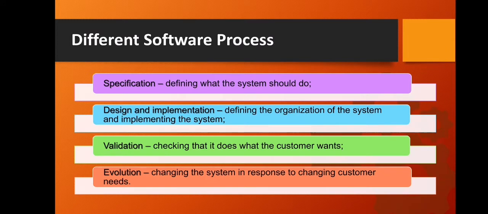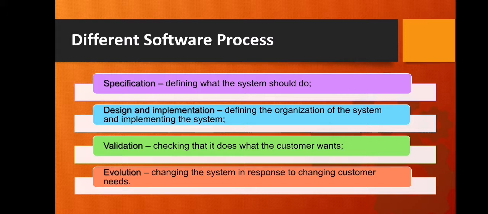We now go to the different software process. We have four software process. First is specification. So when you say specification, specifications defining what the system should do. Second, we have design and implementation. Design and implementation defines the organization of the system and implementing the system itself. Third, we have validation.